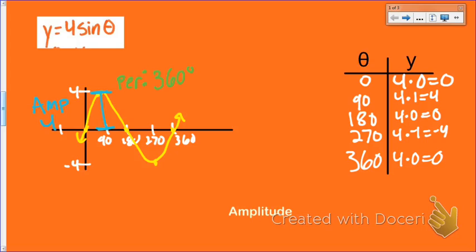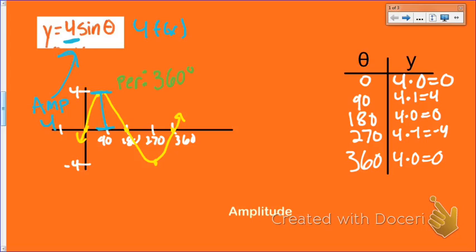Now what's going to make this really simple: if you look at my original function, that 4 is out in front. That's where my amplitude is coming from. If you think back to when you did transformations in Algebra 2, if you had a number multiplied on the outside, like 4 f of x, that was a vertical stretch. And that's essentially what we did with our graph. We just stretched it vertically.